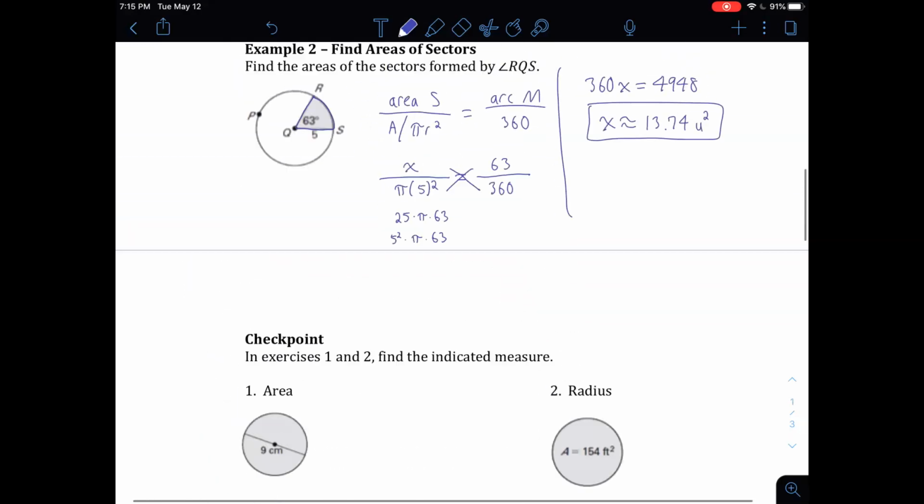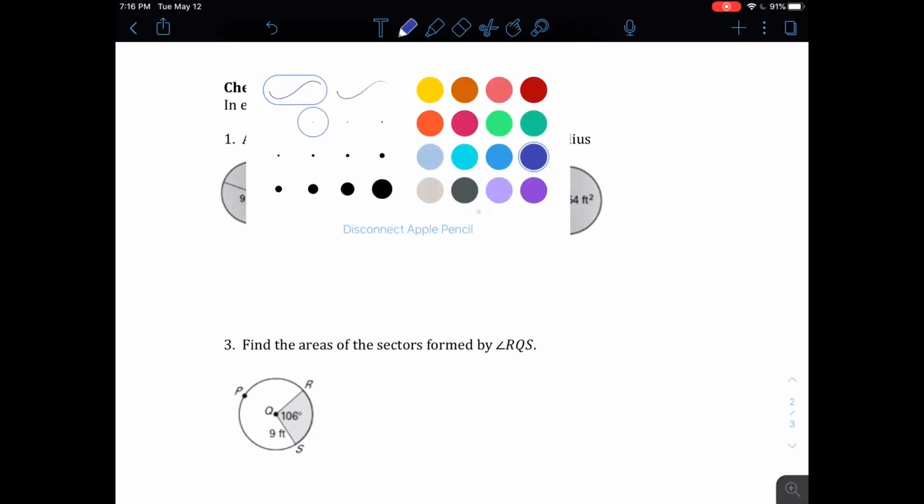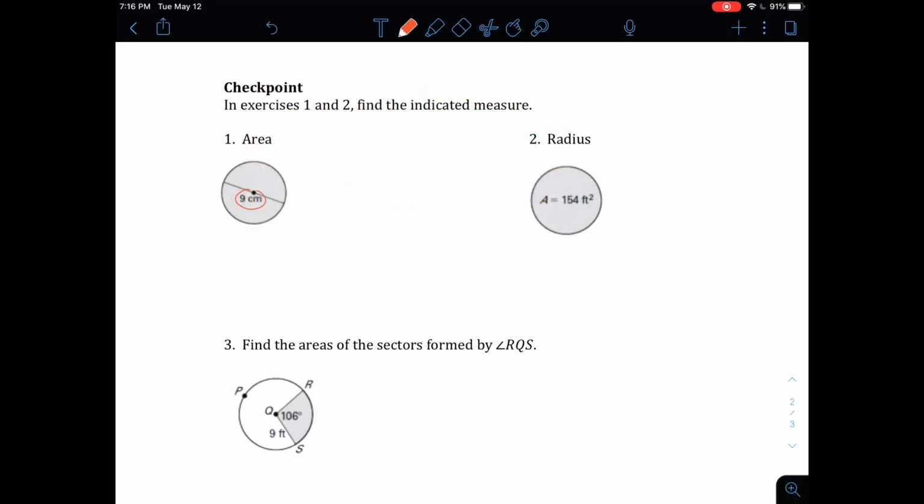Why don't you guys go ahead and try checkpoints 1, 2, and 3 really quick, and just be aware that for checkpoint 1, this is the diameter right here. So if you want to use the radius, you're going to have to either multiply or divide by 2. I'll let you think about that for a second, okay? Go ahead and try checkpoints 1, 2, and 3. 1 and 2 are like the first couple we did, and then checkpoint 3 is like the one we just did. Go ahead and pause the video.